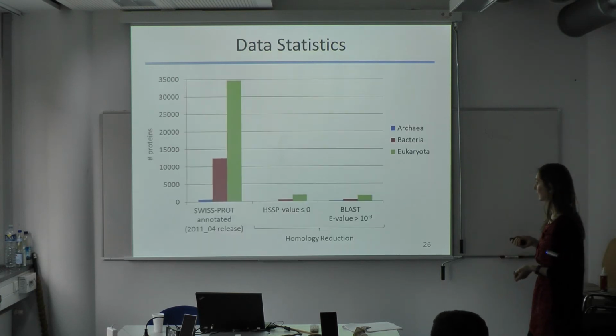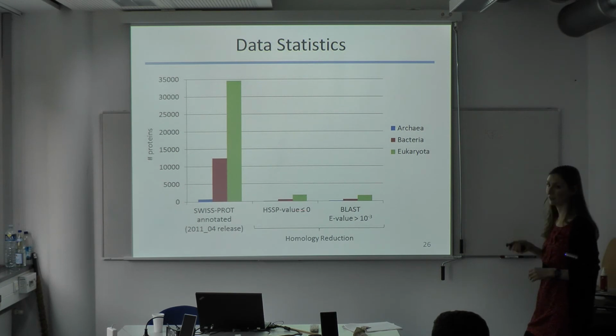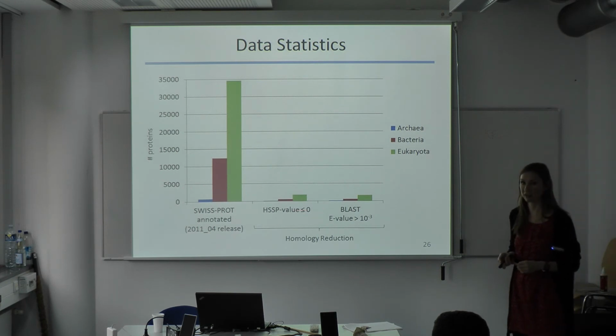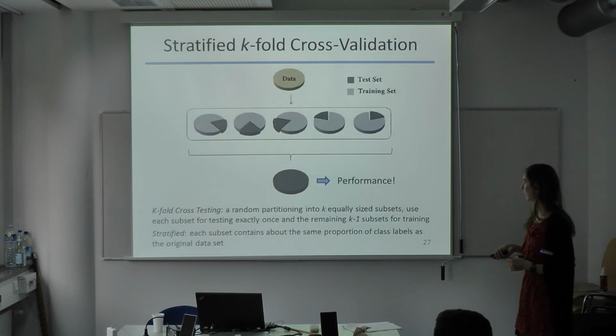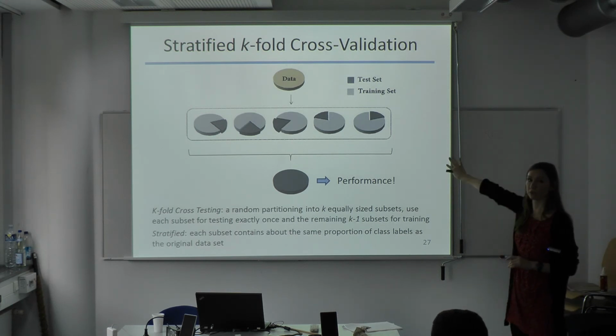Okay, and here are the statistics. This is the data I extracted from SwissProt, and this is how much was left after removing sequence redundancy. This is a very nice visualization to show how redundant biological data actually is. This is something that we bioinformaticians work with. Okay, and once you have the data, you have to do a stratified k-fold cross-validation. So you need to split your data into folds. What for?